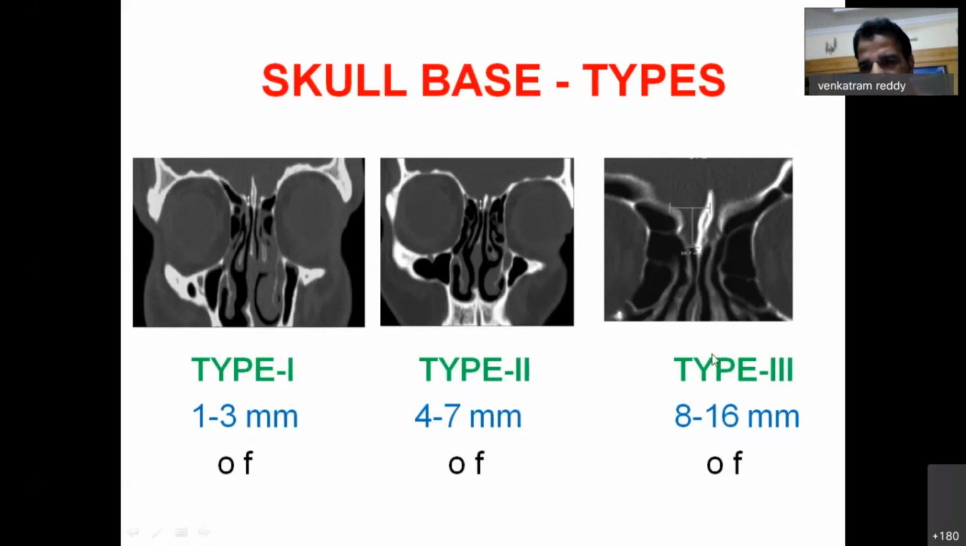The type 3 skull base is the more dangerous type, since the depth of olfactory fossa is much higher and you are more accessible to the skull base. So any pathology with a type 3 skull base is more vulnerable for injury to the skull base and a subsequent CSF leak.